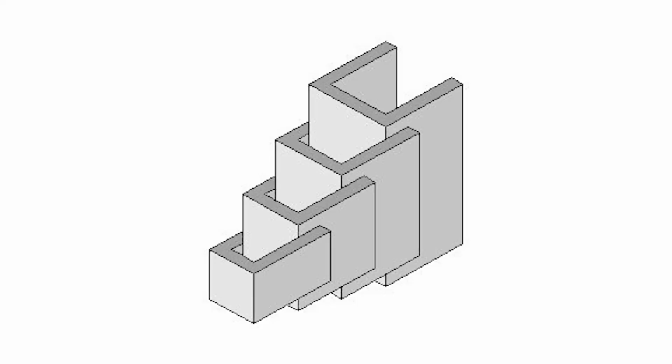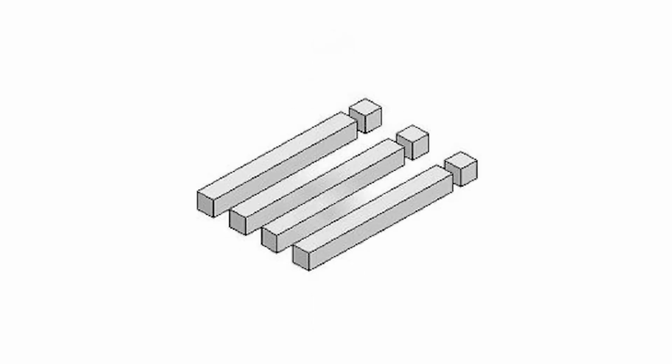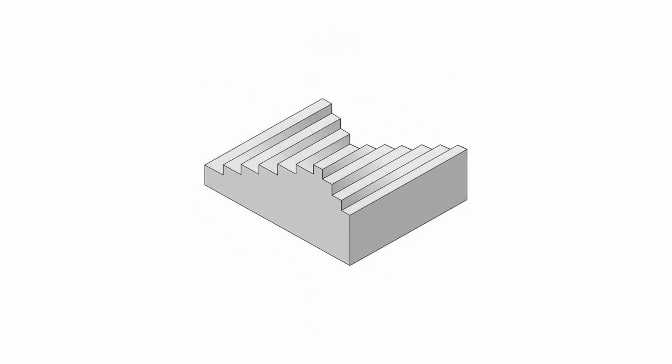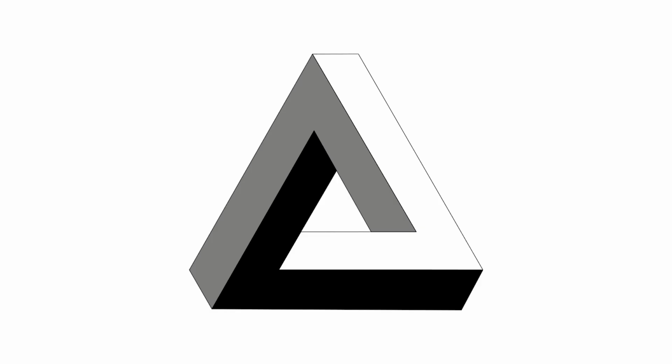Impossible object. An impossible object is a 2-dimensional figure that is perceived as a projection of a 3-dimensional object that cannot exist. The animation you're seeing is called the Penrose stairs. Other variations include the Penrose triangle and the impossible cube.